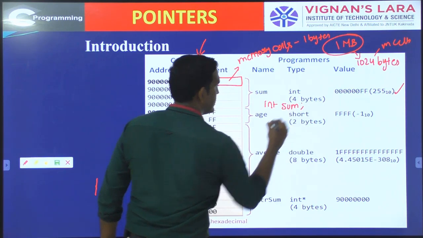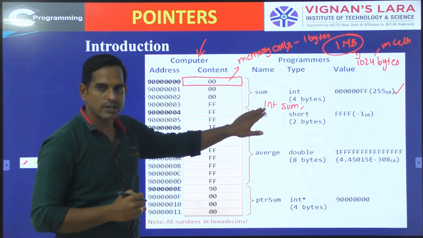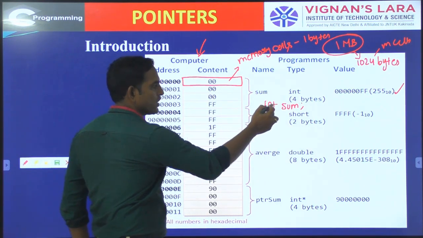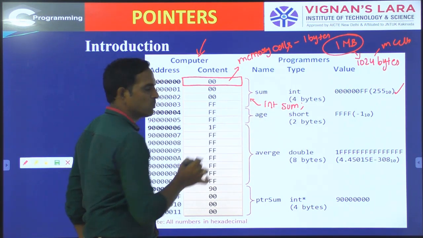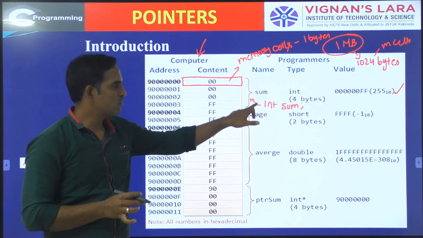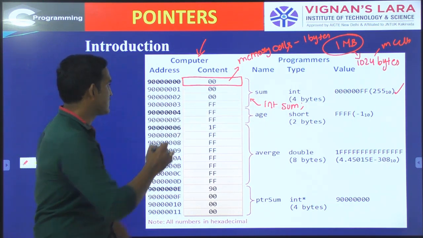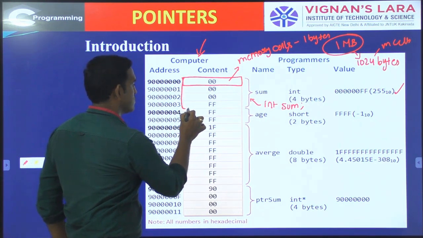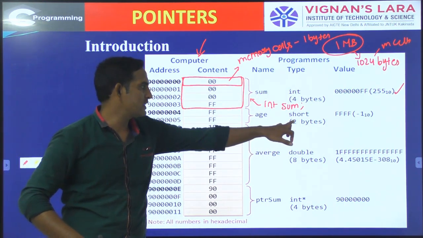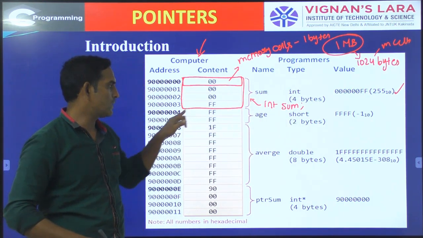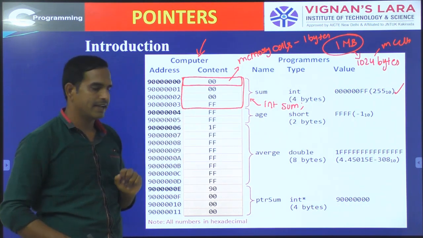You have declared int sum in your particular memory. So when I declare this variable in my program, since it is an integer, 4 bytes of memory will be assigned for sum. So these 4 bytes of memory are assigned for sum. In the same manner, if I declare short age, 2 bytes of memory will be assigned for age.